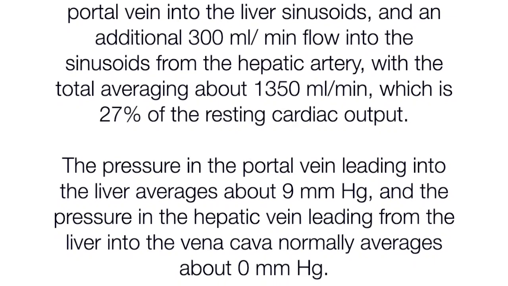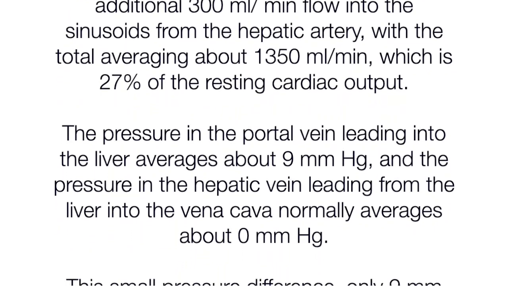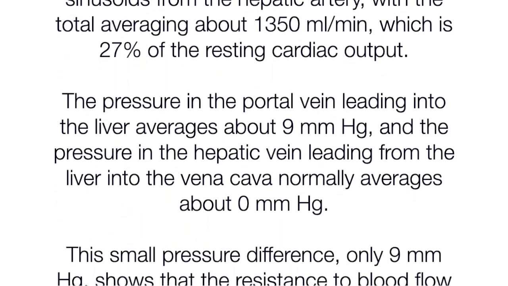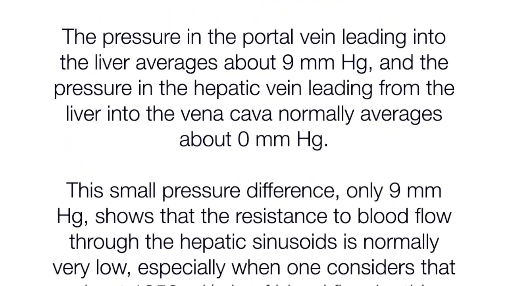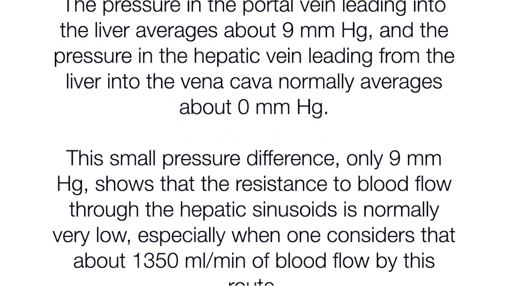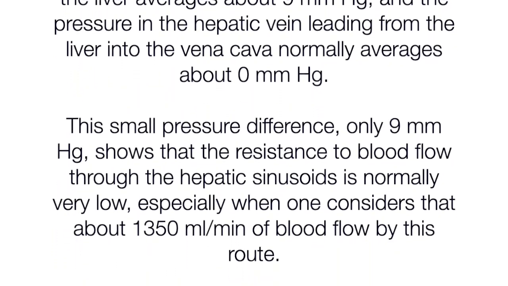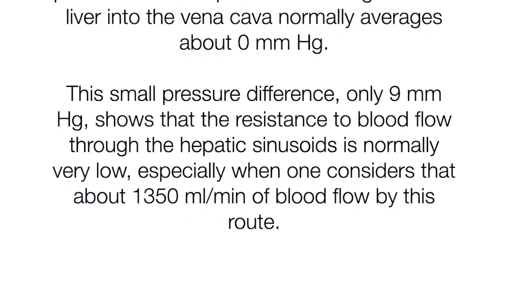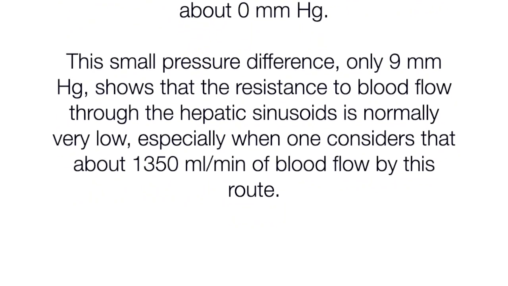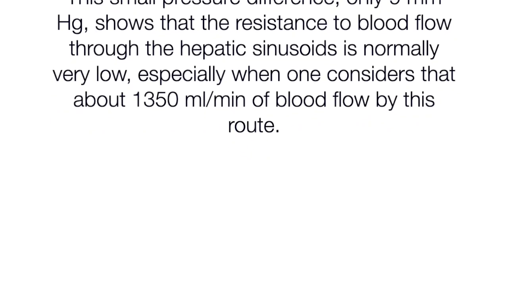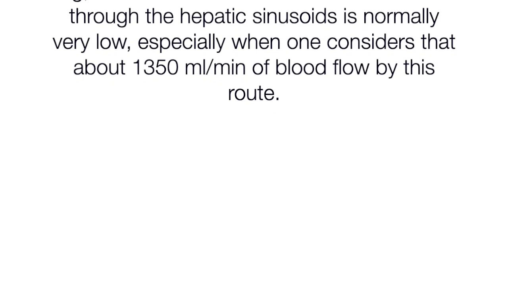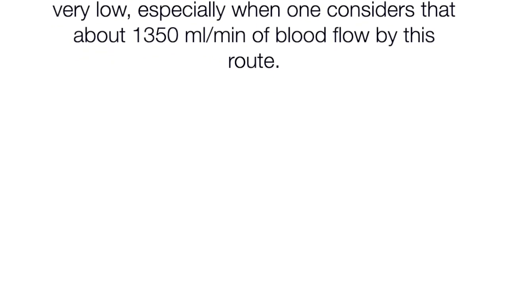The pressure in the portal vein leading into the liver averages about 9 mm mercury, and the pressure in the hepatic vein leading from the liver into the vena cava normally averages about 0 mm mercury. This small pressure difference, only 9 mm, shows that the resistance to blood flow through the hepatic sinusoids is normally very low, especially when one considers that about 1350 ml per minute of blood flows by this route.